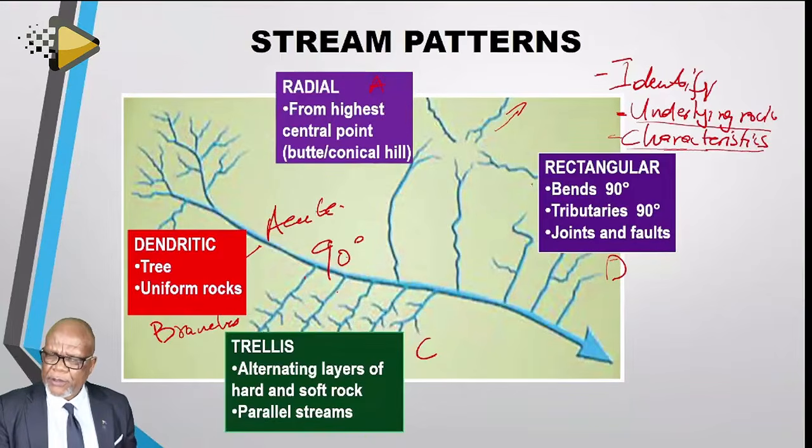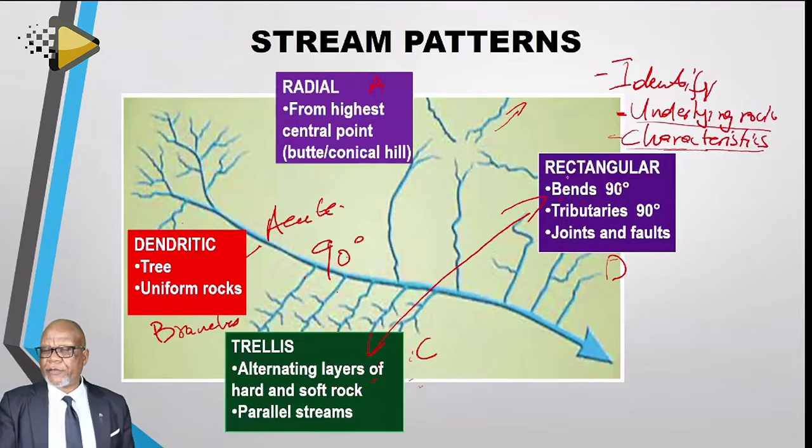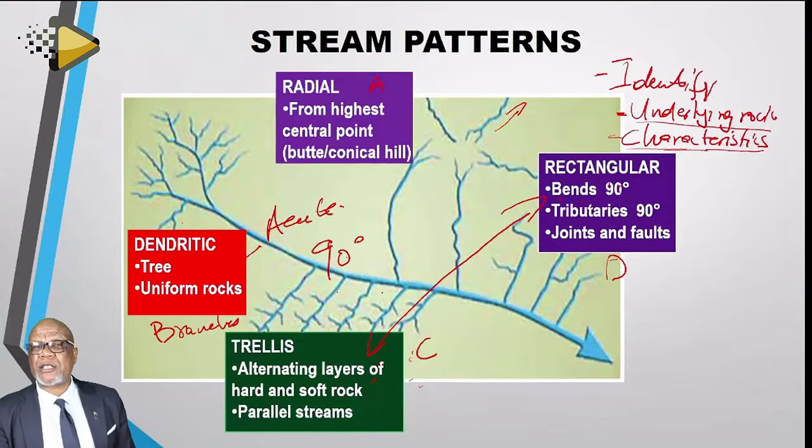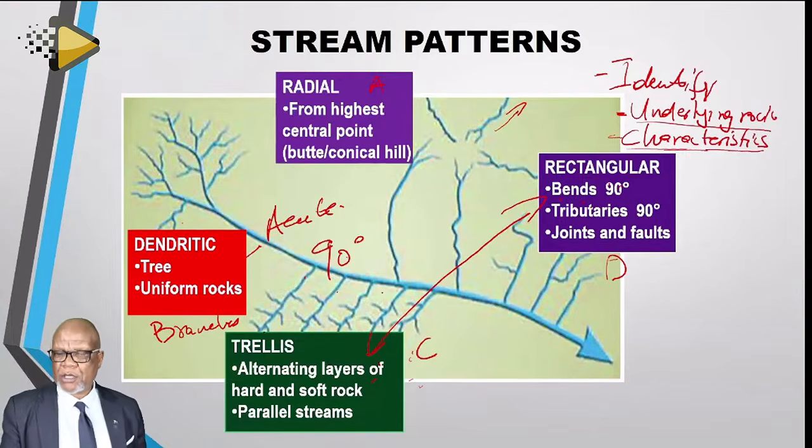So what is common with the two patterns, the trellis and rectangular pattern? What is common is that the tributaries join the mainstreams at 90 degrees. But with dendritic, the tributaries join the mainstreams at an acute angle. So that's the difference, and those are the differences and similarities between the three drainage patterns.